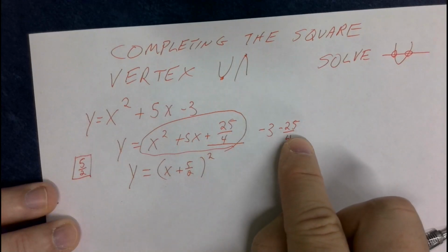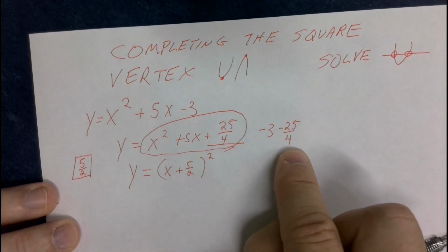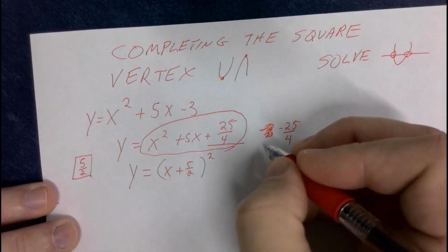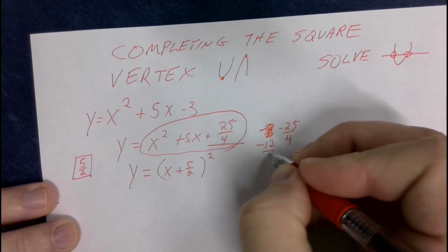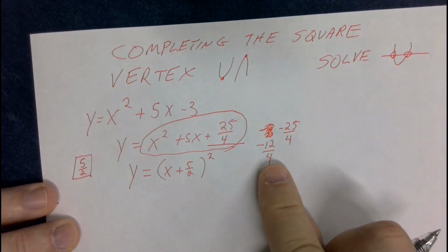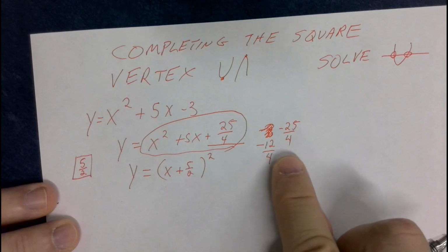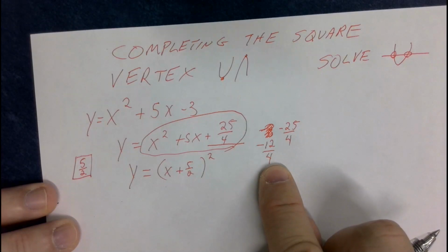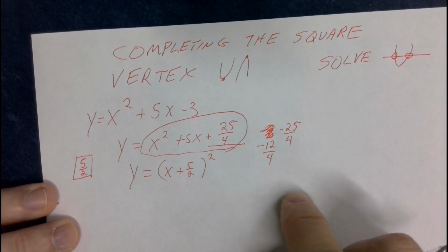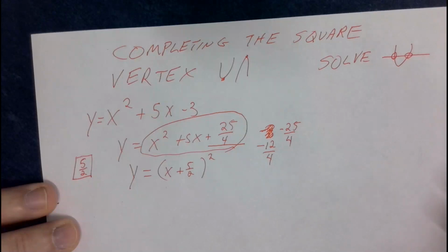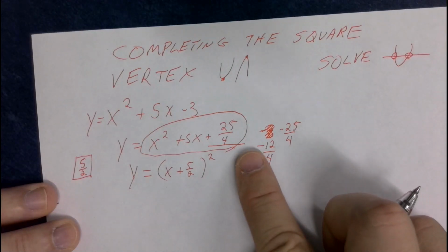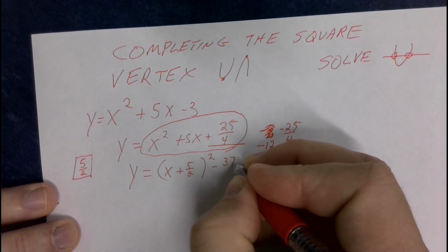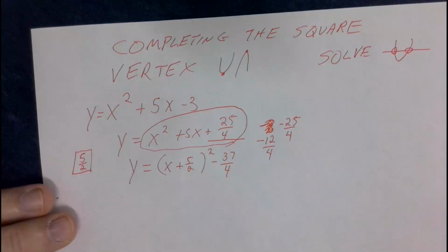Now over here, I got a minus 25 fourths, and I got a negative 3. So I can scratch off the negative 3 and rewrite it as negative 12 over 4. So I get both of these things to have the same denominator. And of course, 12 divided by 4 is 3. I still have the negative, so I haven't changed the number. I've just changed the way the number looks. Now I have negative 12 and negative 25. That gives me a total of negative 37 fourths.